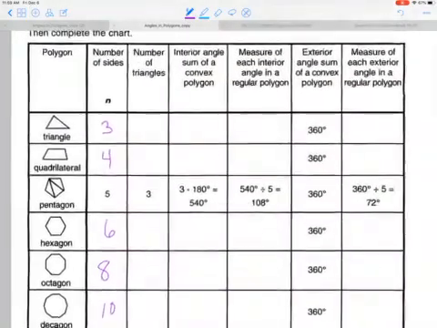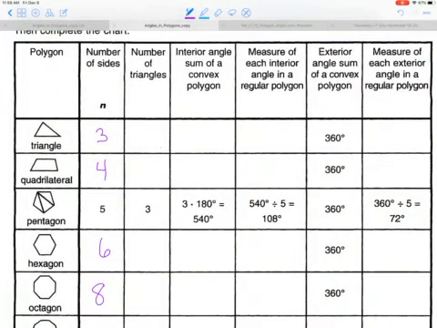Now, I'm going to start you off with a few of these. Number of triangles means how many triangles are formed inside this polygon to find the sum of the interior. In a triangle's case, we just have one triangle, so the interior angles sum is 180 degrees. If we wanted to find the measure of one interior angle, we would do 180 divided by 3 if it's a regular polygon, and that would give us 60.